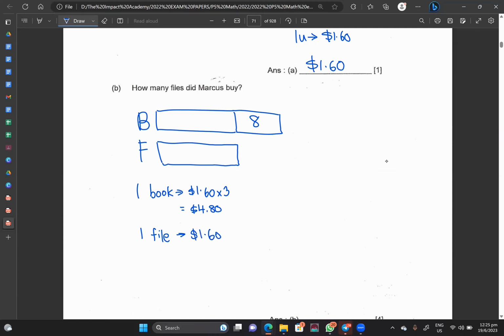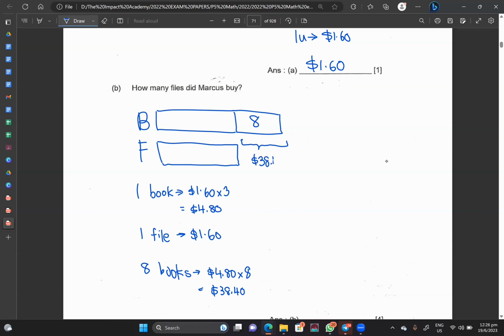When you are faced with a question like that, the first thing you want to do is always find out how much this is. I know this is 8 books, but you want to find out the value. So 8 books will be $4.80 times 8. I say that again, $4.80 times 8, and that gives you $38.40. Okay, so $38.40 is over here.